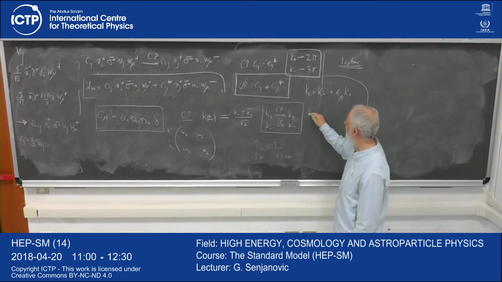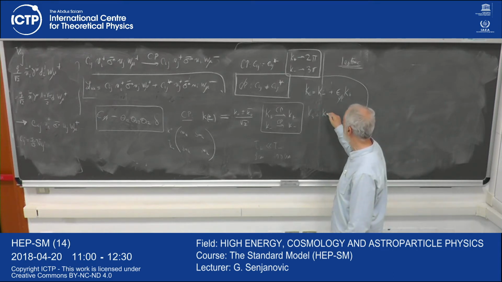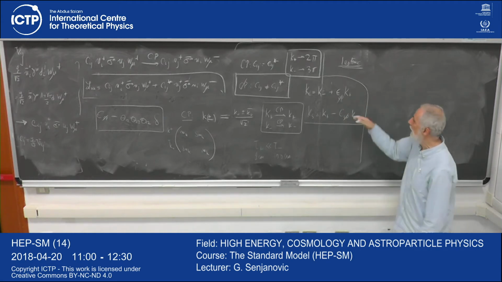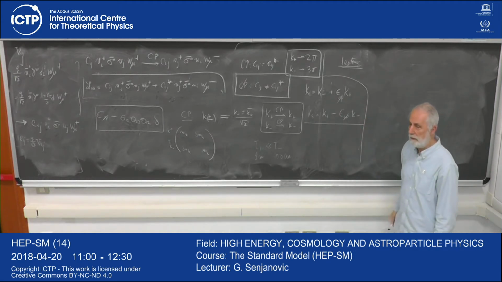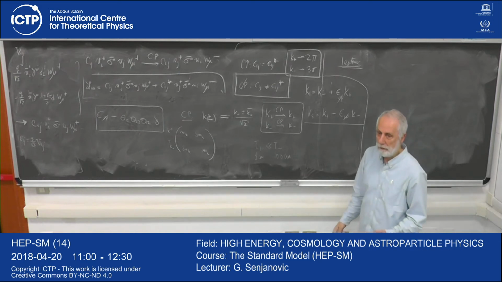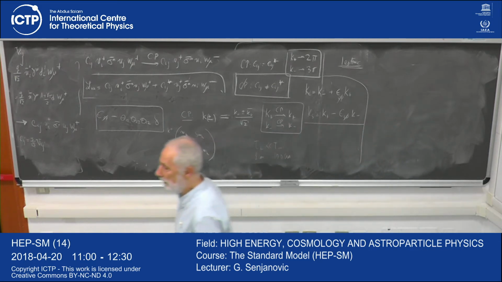K short was K plus. It carries a little combination orthogonal to that one, or K minus. I don't even have to normalize again because epsilon is very small. In first approximation, epsilon is 0. CP is basically a good symmetry of the standard model at low energy phenomena.